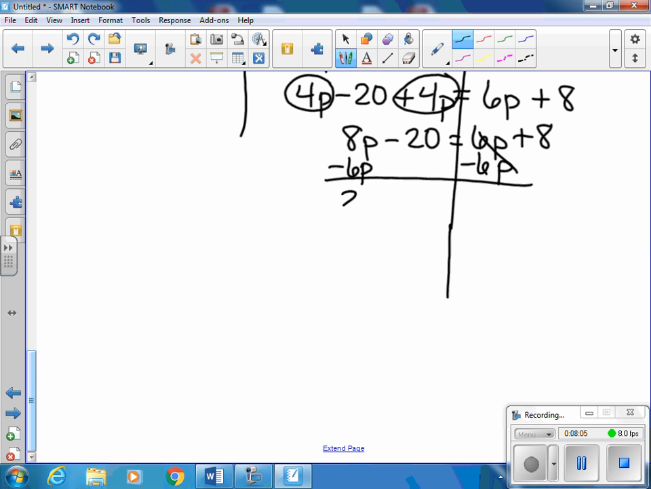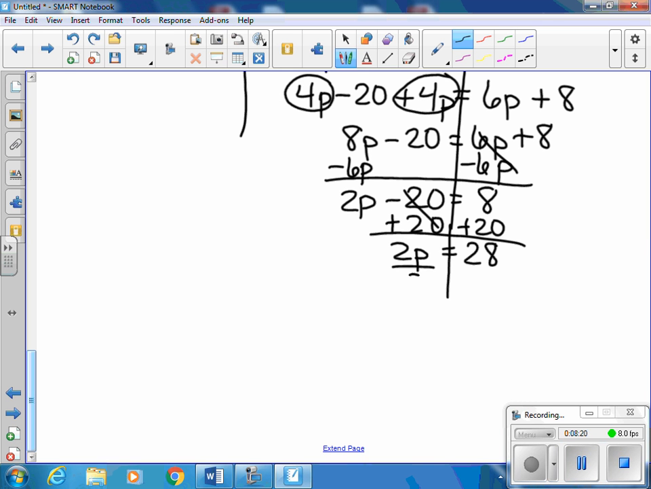8 minus 6 is going to give you 2p. Bring down minus 20 equals 8. Okay, and now I'm at a normal 2-step, so I'm going to get rid of minus 20 by adding 20 to the other side. I've got 2p equals 28. I want to split up the 2 and the p, so I have to divide by 2. And this gives me p equals 14. So you can see that the routine is there and that's what makes it so much easier to do.